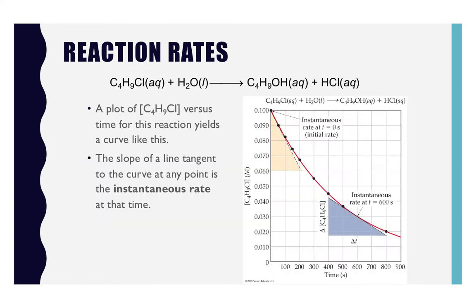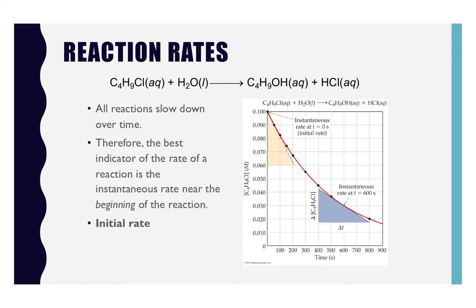So if we then plotted that out, time versus concentration of our target chemical, we get a curve that looks like this one over here. And what you'll find is that at any particular point along the curve, we can take the instantaneous rate at that particular moment, and that instantaneous rate will get lower and lower. So the slope of a line tangent to the curve at any point is the instantaneous rate at that time. For the reason that we described before, all reactions are going to slow down over time, so we'll see this slope get shallower and shallower.